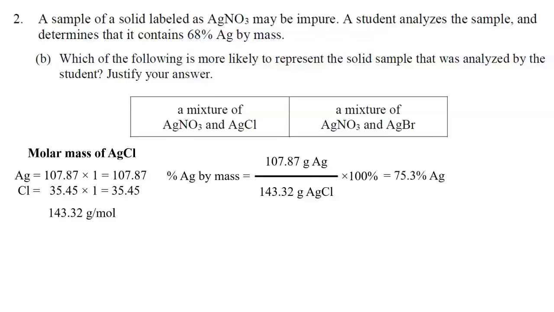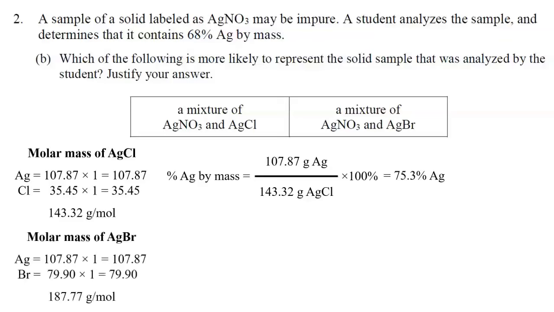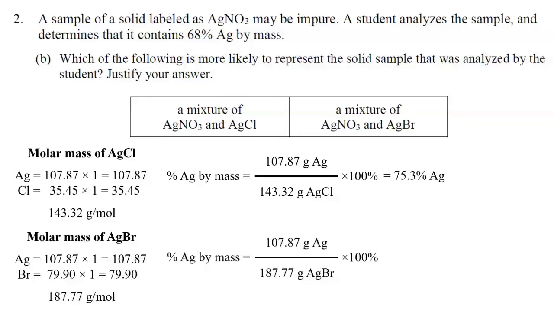75.3% silver by mass. Let's move on to silver bromide and do the same kind of calculation. So AgBr, 107.87 for silver, 79.90 for bromine. Again, the part divided by the whole. So mass of silver divided by the total mass of silver bromide. And we get 57.4%.